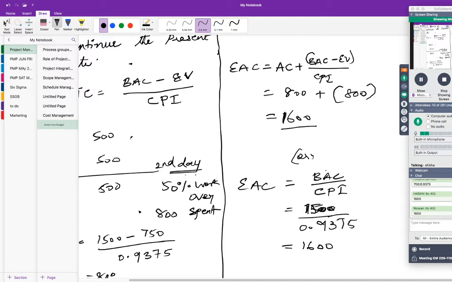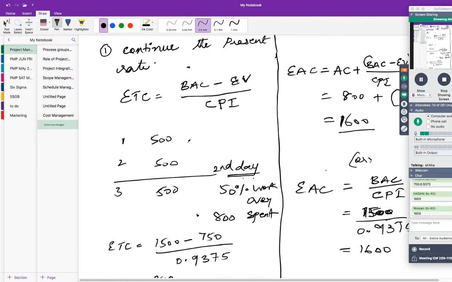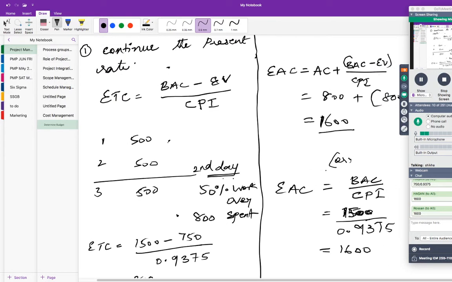But in the examination, if they don't ask you EAC, but they are asking for ETC, the remaining work alone, not the total work, then you require one more piece of information, which is your earned value. Sometimes they may not give earned value directly, they may give some indirect values. From there you first have to find out EV, and then find out the ETC. I'll give you problems anyway.